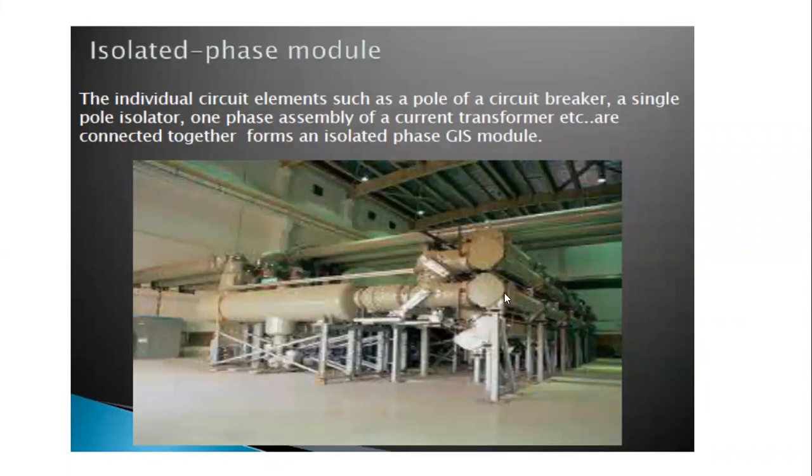These are the CTs and the single pole isolators that are used together to form the isolated phase modules. In that we are using the single pole isolators and single one phase current transformers, which will be assembled together like this. This type of module is called the isolated phase module in gas insulated substations.